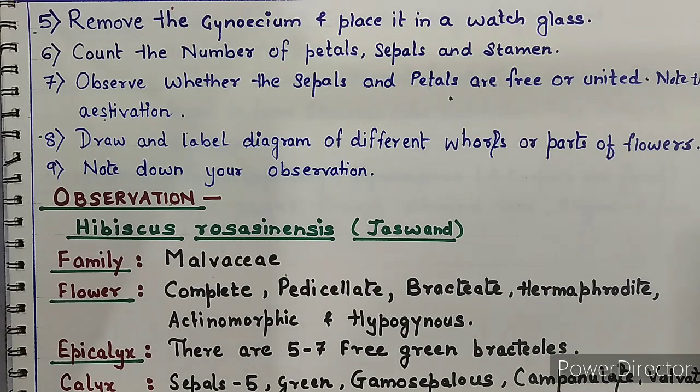In the end, you have to note down the observation. You have to study by observing the various parts, various whorls. You have to note down the observations. So children, before going to the observation, we'll proceed with the dissection of the hibiscus flower.